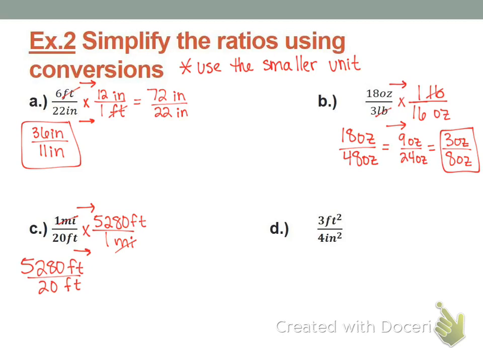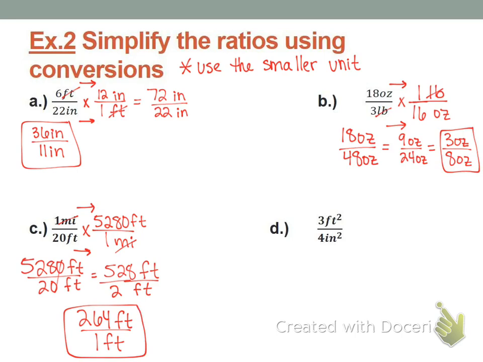If you wanted to simplify this in steps, that's fine. I usually like to just divide by 10 at first when I can. So 528 feet to 2 feet. Now these are both divisible by 2. 528 divided by 2 is 264 feet. Do I need a number in the bottom? Yes, I do. 2 divided by 2 is 1, but I do need it because ratios must have 2 numbers. So we've got to have both the top and the bottom. Questions about letter C?